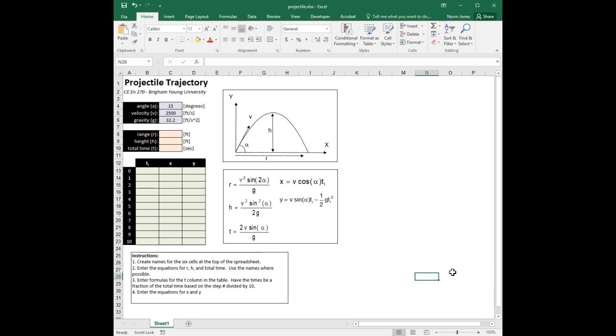engineering. And so the use case here is we are going to do some calculations associated with the trajectory of a projectile. So this would be like if you fired something from a cannon or shot a gun or something like that, or threw a rock in the air or a snowball. What path would that take?